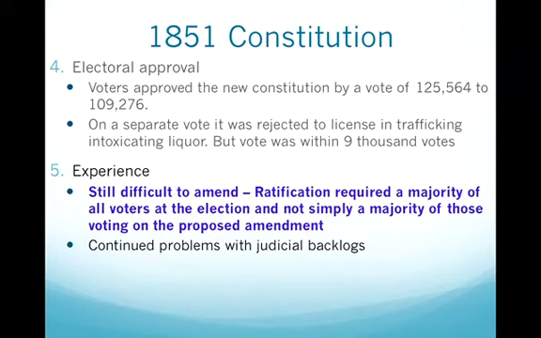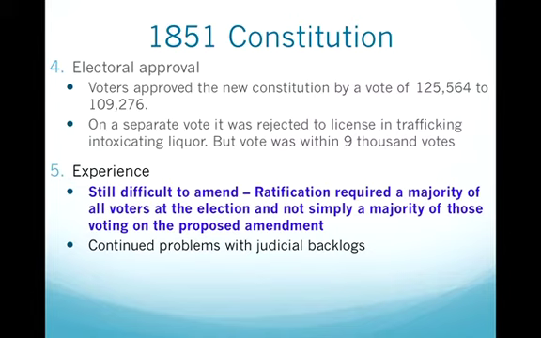So, the electoral approval. Voters approved this new Constitution in 1851, and on a separate vote, it was rejected to license in trafficking intoxicating liquors. Just kind of a, I don't know, odd, quirky fact. And your experience here, still difficult to amend.